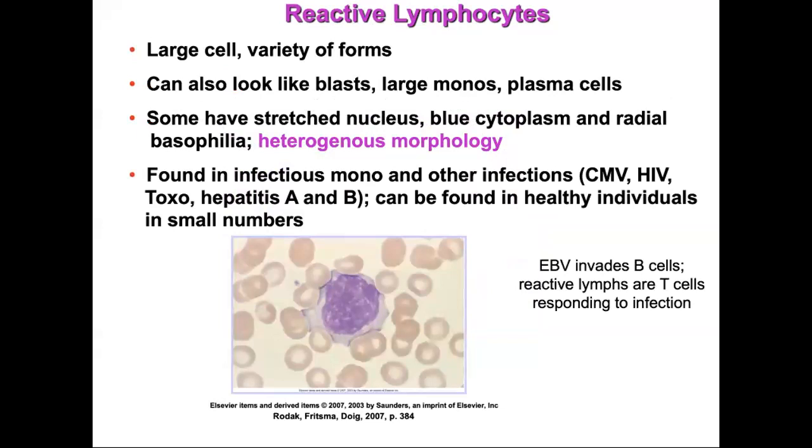They do have stretched nucleus, blue cytoplasm. They display that radiobasophilia, and they have heterogeneous morphology. So it's different. One will look a little bit different than the other one. You don't find them to be exactly the same. And reactive lymphocytes can be found in infectious mononucleosis and other conditions as well. So all the other viral conditions would lead to an increase in reactive lymphocytes. So HIV, toxoplasmosis, hepatitis A, B. They can also be found in very low numbers in healthy individuals.